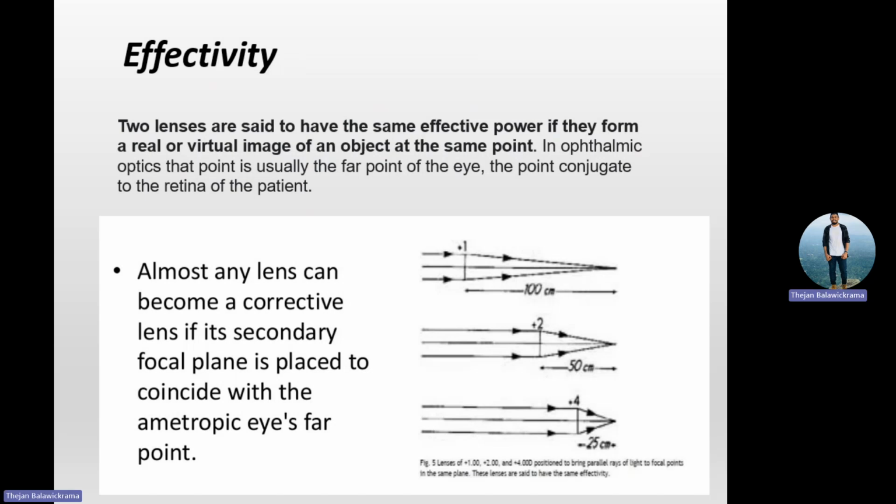I can ask for the exam: can you please explain effectivity in your own terms and draw a ray diagram to prove it? That's it, you get full marks. This is like a part A B question from you.